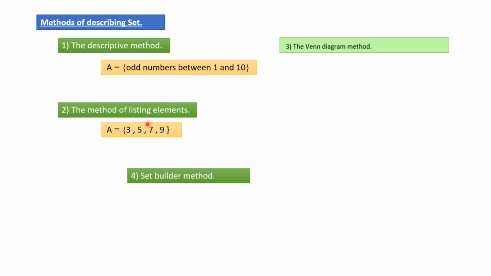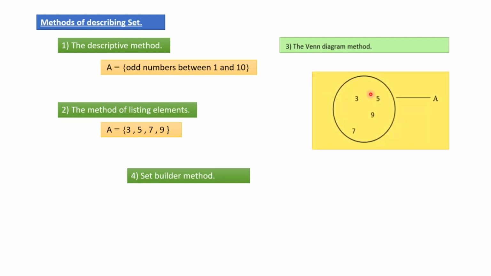So you don't consider 1 if it is between. So 3, 5, 7, 9. That is called the method of listing elements. If they give a descriptive method, you have to be able to write that descriptive method in the listing element method. If you have a listing element method, you can convert it to a descriptive method.